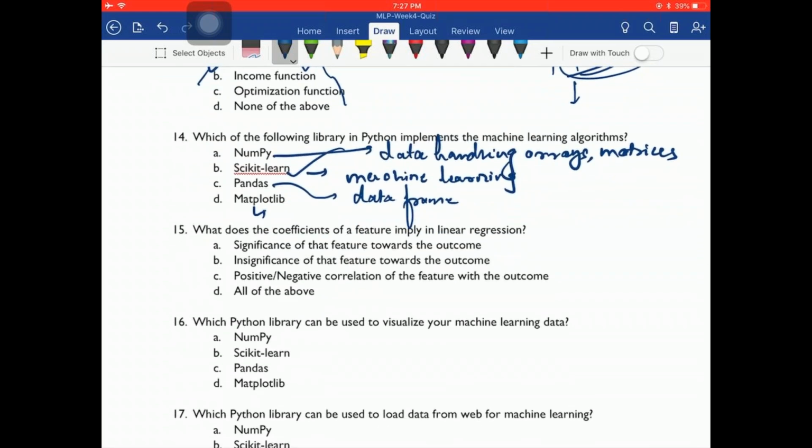What does the coefficient of a feature imply in linear regression? The significance of that feature towards the outcome. A or D, let me think. Significance of the feature towards the outcome. No, A should be the answer. Any other answers?